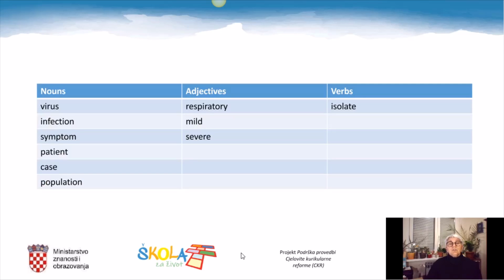Your table should look something like this. The nouns are virus, infection, symptom, patient, case, population. Respiratory, mild and severe are adjectives, and there is one verb, activity, isolate. That's what doctors do with a person who's got the virus, to keep him or her away from people who are still healthy.